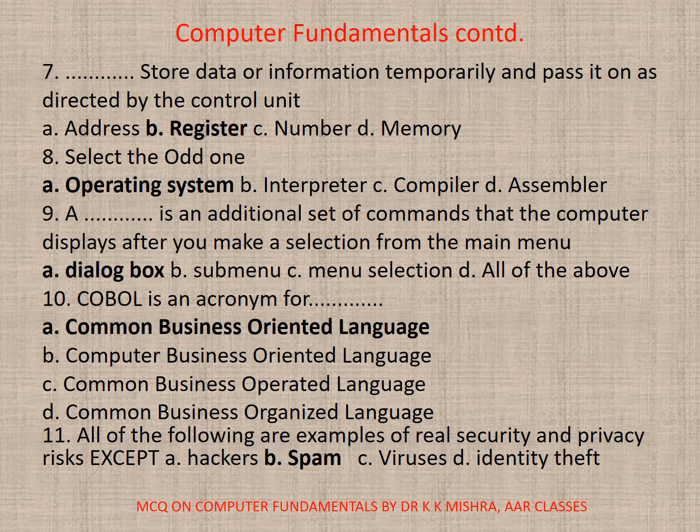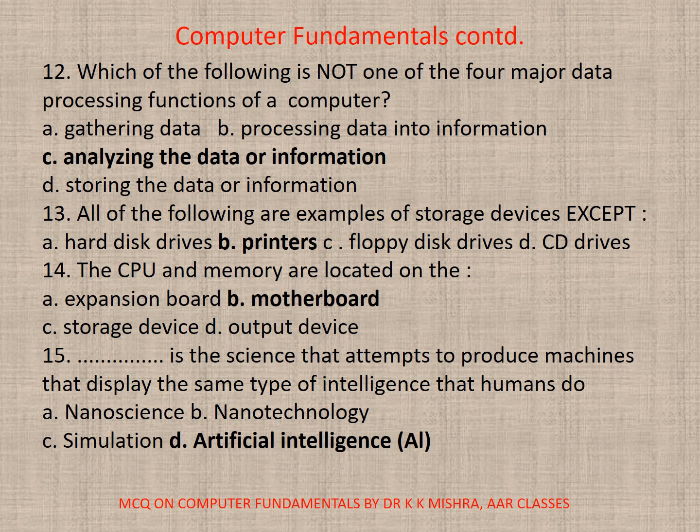11. All of the following are examples of real security and privacy risks except, the correct option is B. Spam. 12. Which of the following is not one of the 4 major data processing functions of a computer? So here correct option is C. Analyzing the data or information. 13. All of the following are examples of storage devices except, here correct option is B. Printers.